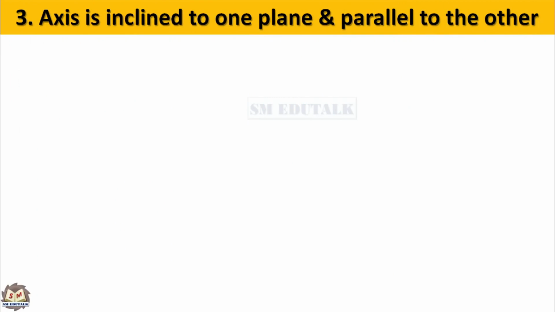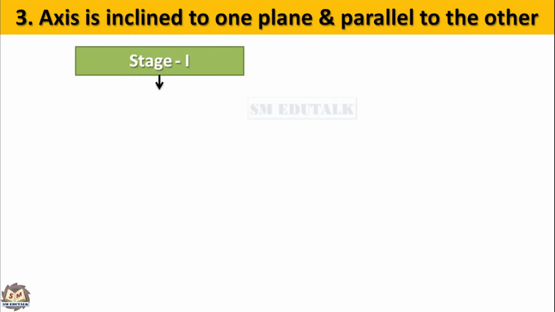In this video, let us see the third position of solid. Axis is inclined to one plane and parallel to the other. It is difficult to imagine a solid when it is in this position. So, in this position, we have to draw the projections of the solid in two stages. In stage 1, the solid should be drawn in simple position.